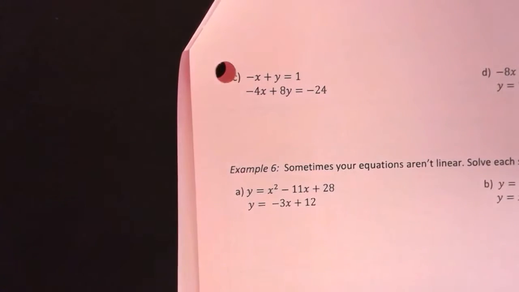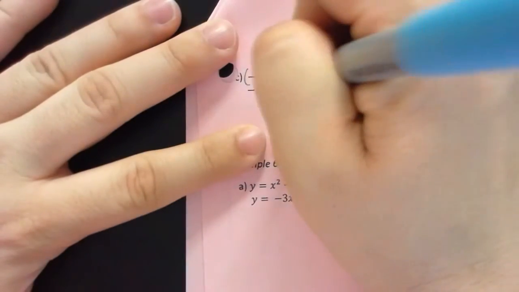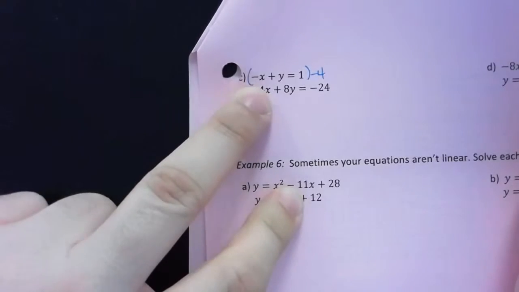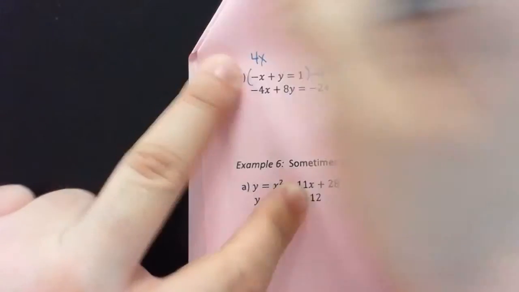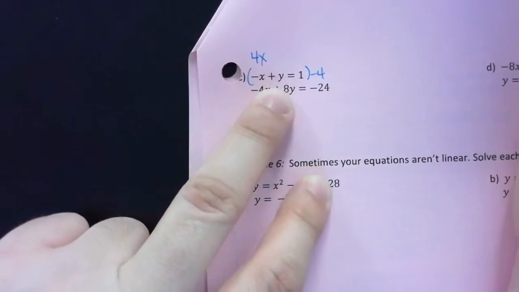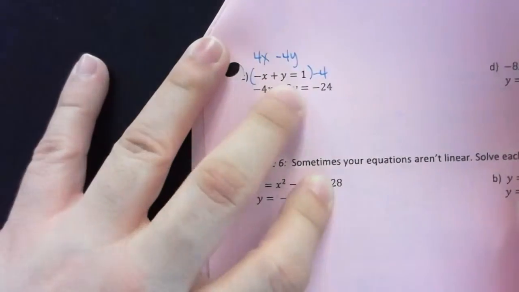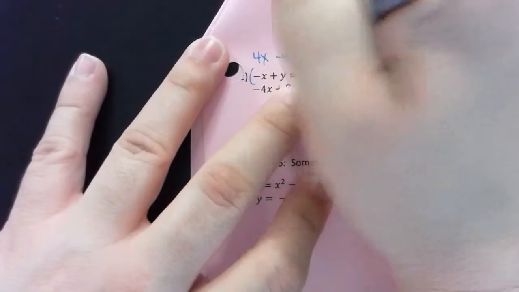What would I multiply by to get rid of a variable? Probably negative 4. If I multiply by negative 4, which variable goes away? The x. So let's do that. Multiply this by negative 4. Negative 4 times a negative x is a positive 4x. Negative 4 times a positive y is minus 4y, and then equals minus 4. Is that okay?